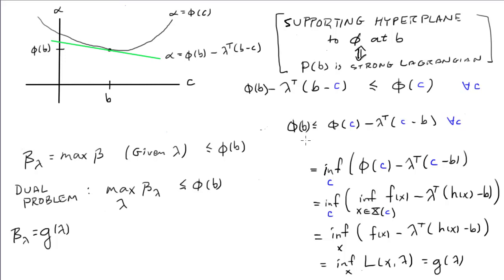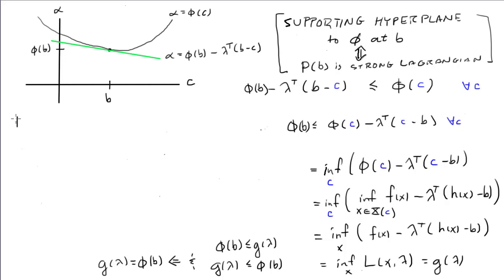Replacing beta with phi of b, we just follow the inequalities down. Phi of b is then less than or equal to g of lambda. But from before, we know that g of lambda is always less than or equal to phi of b. Therefore, they're equal. The problem is strong Lagrangian.